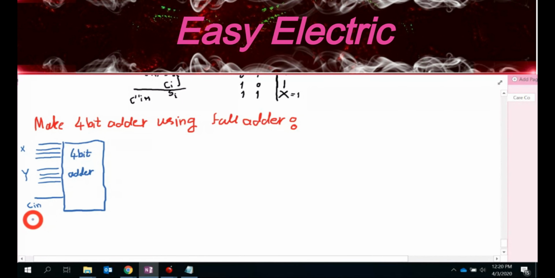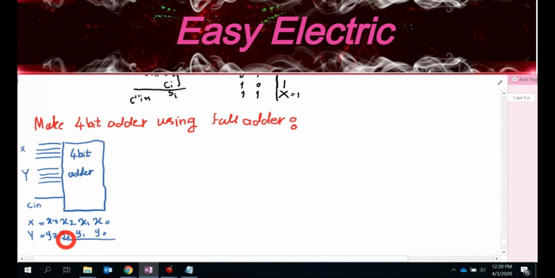So what does this mean? What is the x? X is this. X is 4 bits. I call that x3, x2, x1, and x0. So what is the y? Y is 4-bit. I actually give a name: Y3, Y2, Y1, and Y0.